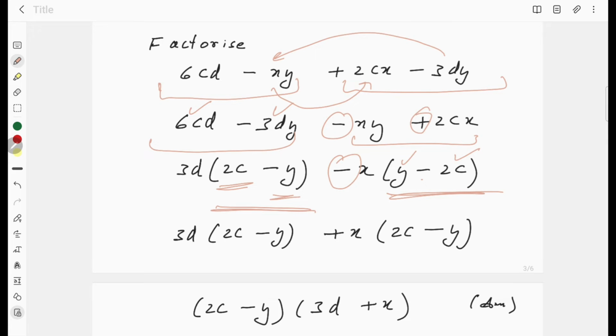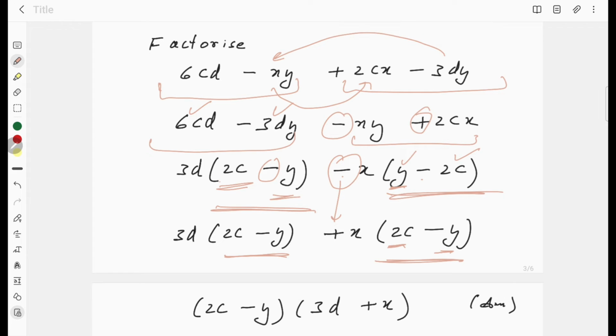While the two are not exactly the same, they are very much similar. Both have 2c and y, but here y is negative and here y is positive. 2c is positive and 2c is negative. When such is the case, you can change the sign outside the bracket, like you will change this minus sign to positive, and then you can change the signs inside, like you will write 2c as positive and y as negative. When you do so, the two brackets become exactly similar.